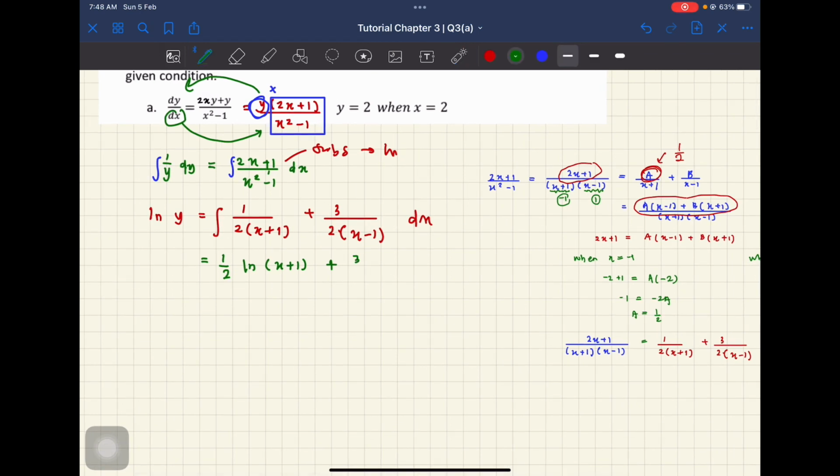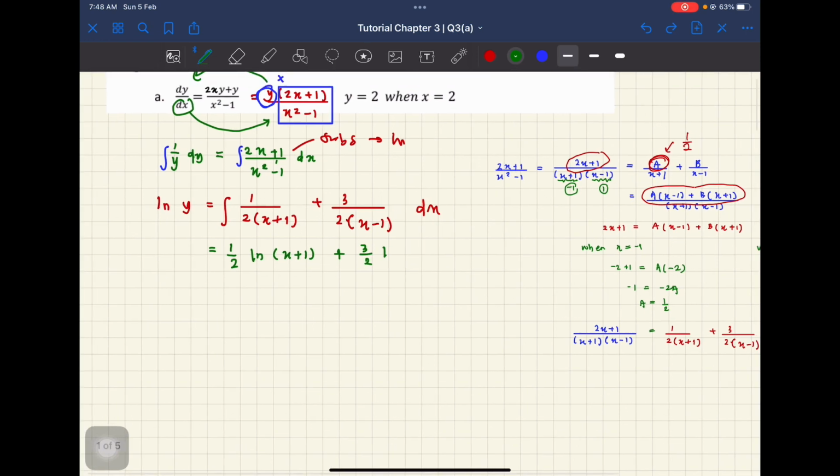So you have 3/2 ln(x minus 1). Okay, and don't forget to plus it with c. Okay, so subjek kita adalah ln y. Right, so ini adalah awak punya general solution. Okay, settle. Tapi kalau kita nak simplifykan dia lagi, boleh, tak ada masalah.